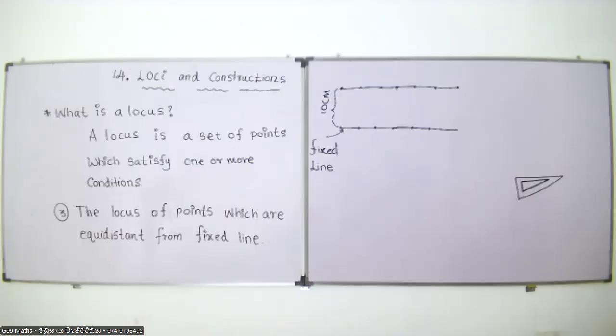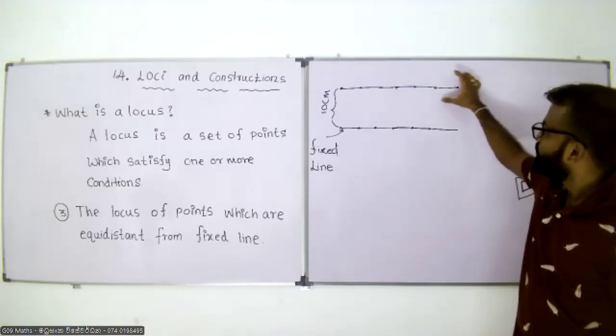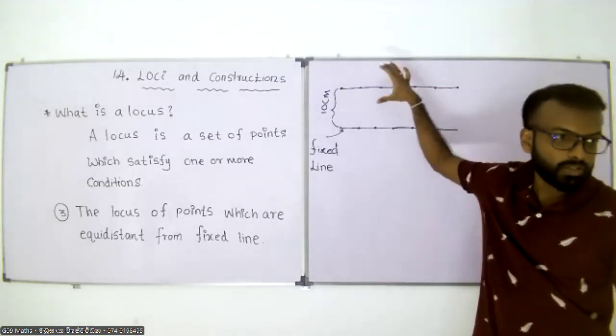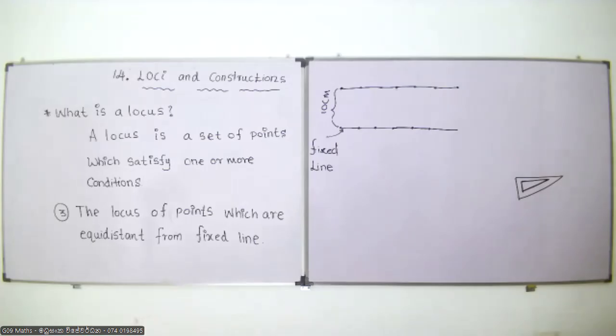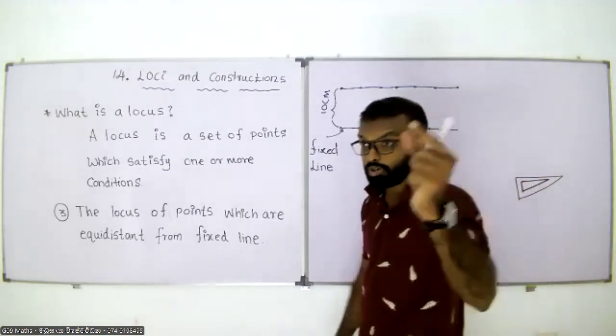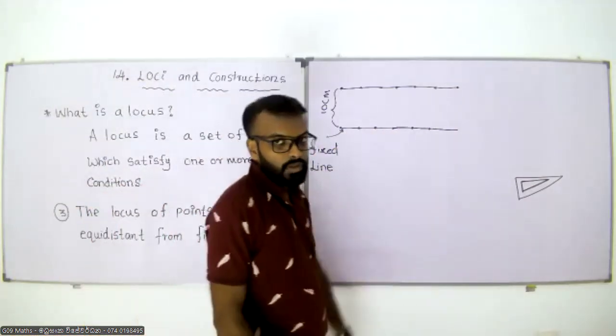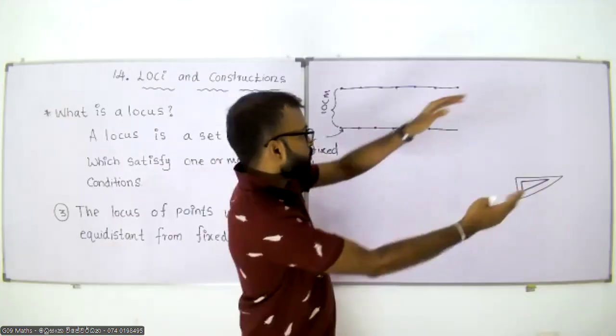Is that the only single line that we can draw? Or are there any lines that we can draw apart from this line, in addition to this line? So the other line, right? There are two loci for this fixed line, which go equidistant to this fixed line.